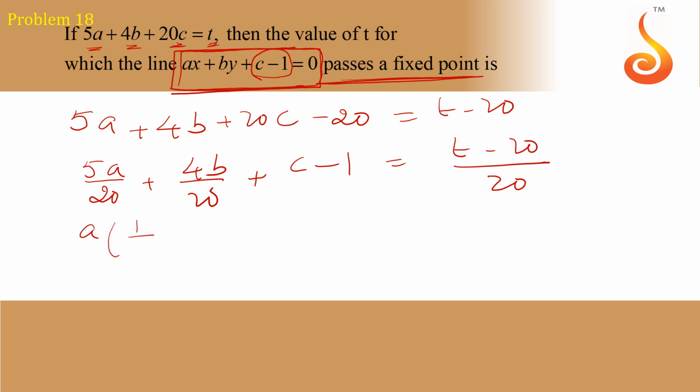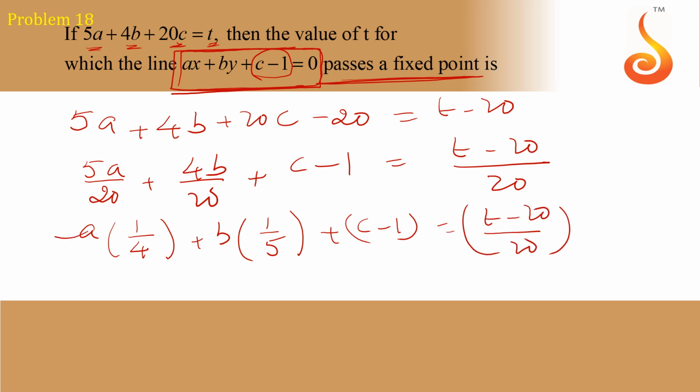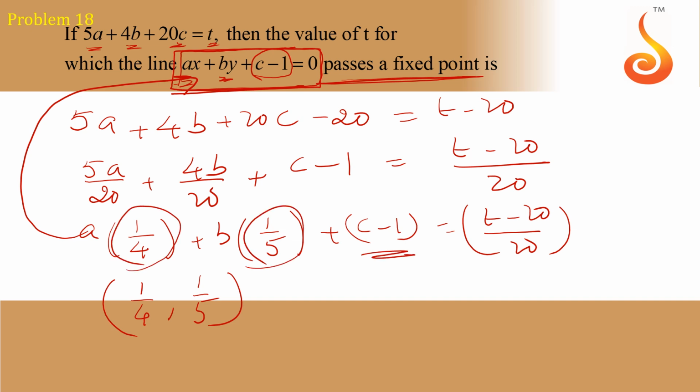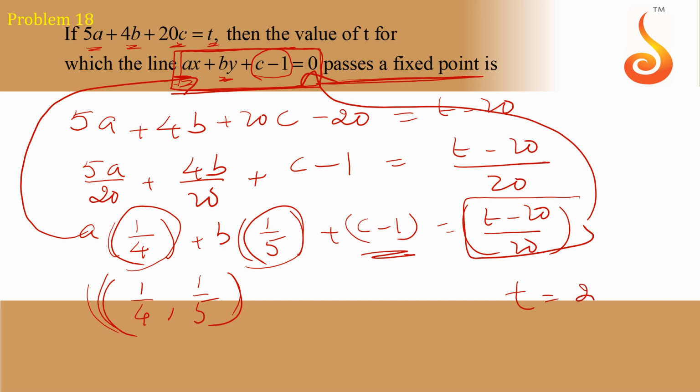a into 1 by 4 plus b into 1 by 5 plus c minus 1 equal to t minus 20 by 20. Now if you compare this equation with this equation, in the place of x it is 1 by 4 and in the place of y it is 1 by 5. So for whatever values of a, b and c minus 1, it always passes through 1 by 4 and 1 by 5. That is the point of concurrency, but it should be equal to what if you compare 0. So the value of t must be 20 to get the concurrent point as 1 by 4 comma 1 by 5.